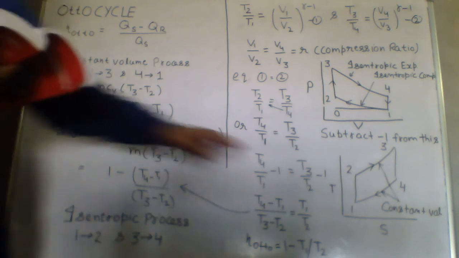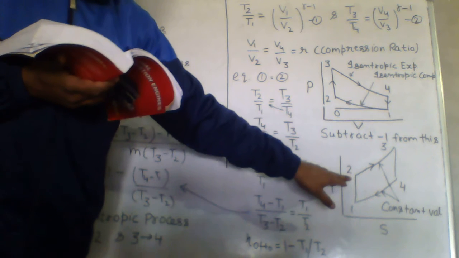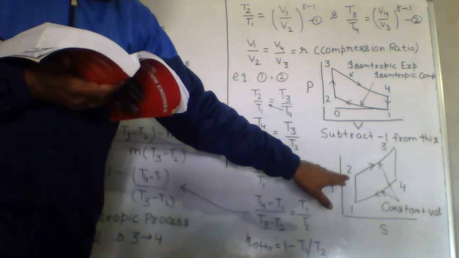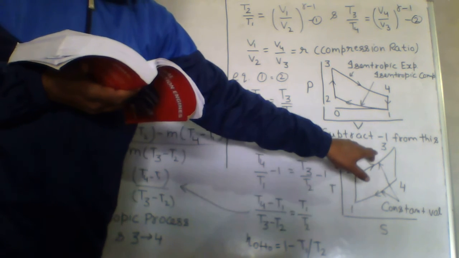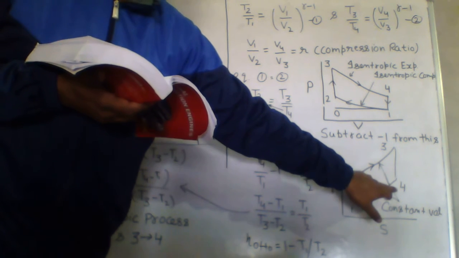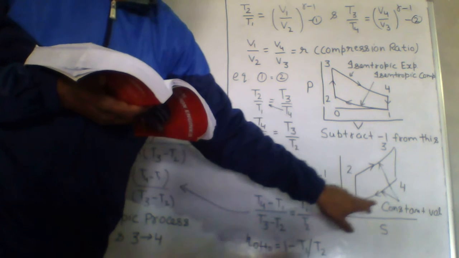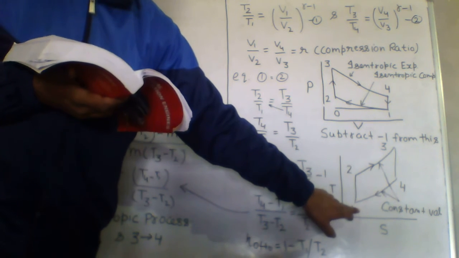The same is explained on the TS diagram. 1 to 2 is your first process, compression. 2 to 3 is your heat addition. 3 to 4 is your isentropic expansion, and 4 to 1 is your heat rejection.